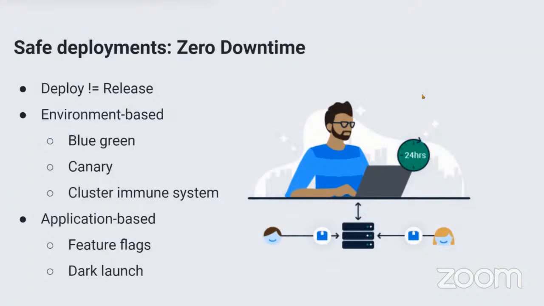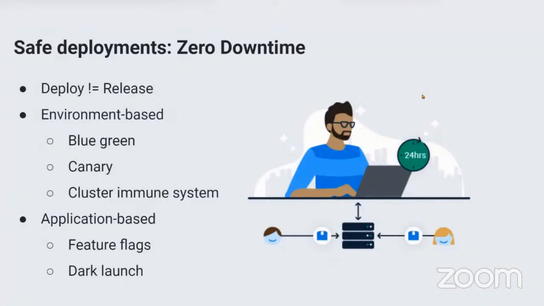Blue-green deployments, for example, canary deployments, cluster immune systems. These are all clever load balancing tricks where they basically revolve around having some old infrastructure over here and some new infrastructure over here and pointing my load balancer at whichever servers I want to direct my traffic to, either the old version or the new version. Application-based stuff is less to do with spinning up different servers and infrastructure as code and load balancing, and more to do with managing application and config tables. So I'm thinking about things like feature flags, which enable dark launching.